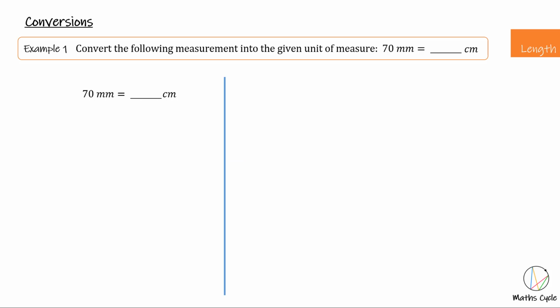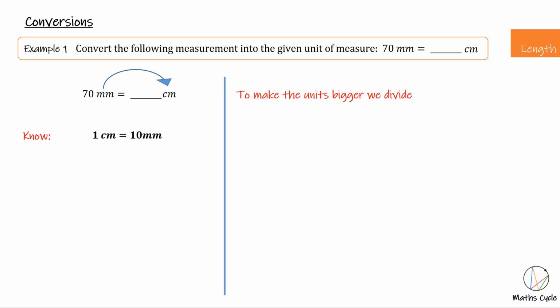So the sort of questions that come up for you are like this, conversions. Example 1, convert the following measurement into the given unit of measure, 70 millimeters into centimeters. So what we're doing here, millimeters into centimeters, the unit is getting bigger, so we're going to be dividing ultimately, dividing.